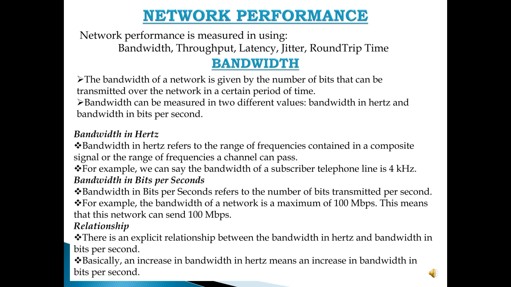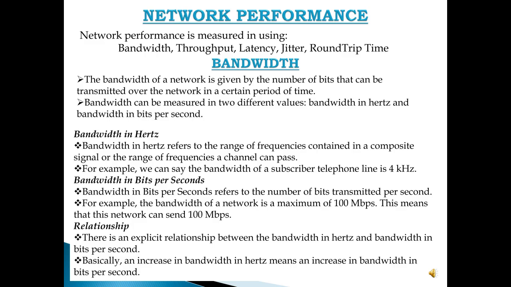Now, next we have network performance. The network performance is measured by using bandwidth, throughput, latency, jitter, and round trip time. When we talk about bandwidth, the bandwidth of a network is given by the number of bits that can be transmitted over the network in a certain period of time. Bandwidth can be measured in two different values, bandwidth in hertz and bandwidth in bits per second.